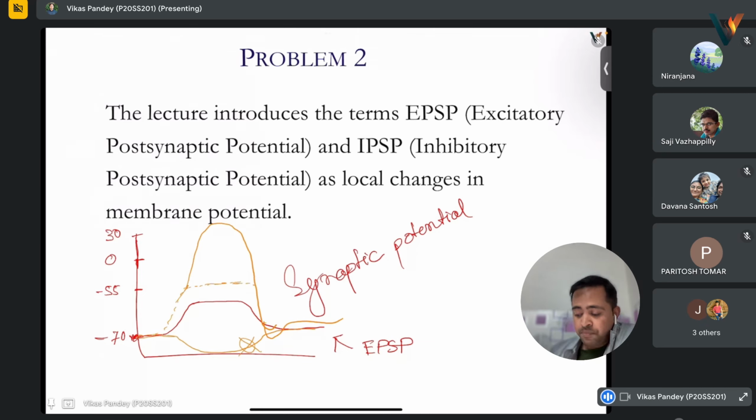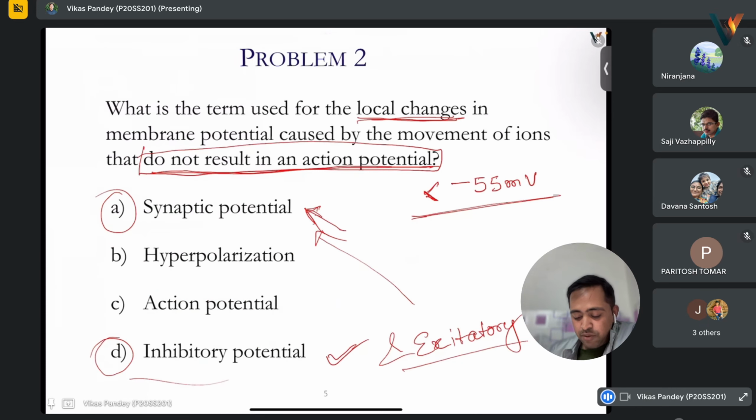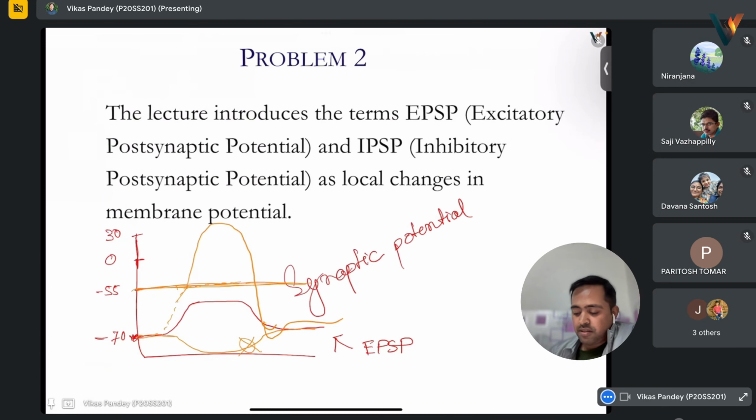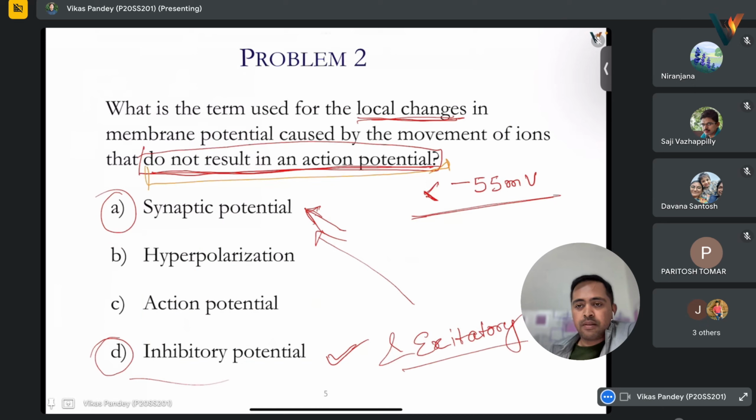But in case of excitatory also, there will be no chance, because if it is going beyond minus 55, the stimulus is too high, it will actually be called an action potential. And the question itself asks which do not result in an action potential. Okay, it is more about terms. Both inhibitory as well as EPSP, these both together are called synaptic. Fine.